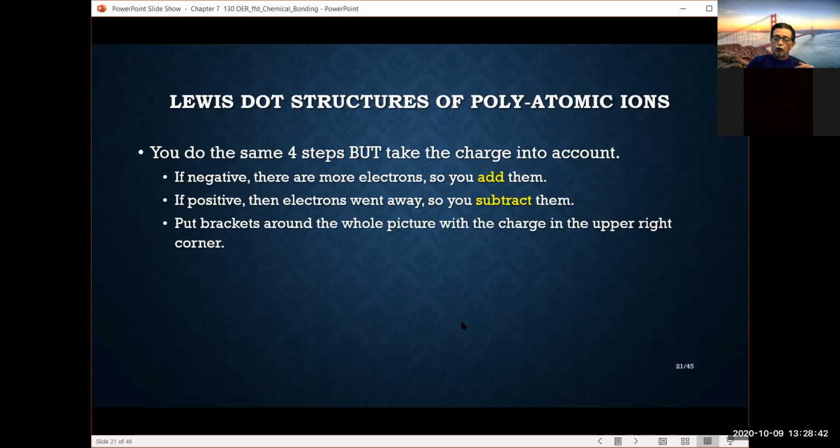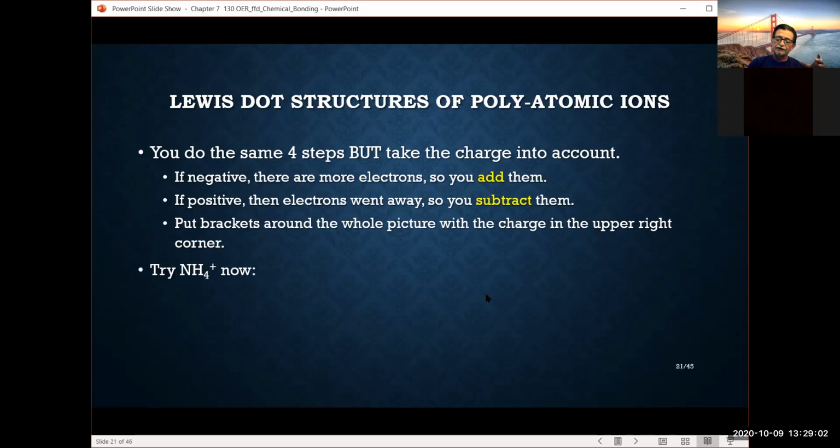Okay. Once we figure out the number of valence electrons we have to work with, since they're polyatomic ions, what we do is we put a bracket, not parentheses, but a bracket around the whole molecule. And then we put the charge of that polyatomic ion on the top right corner.